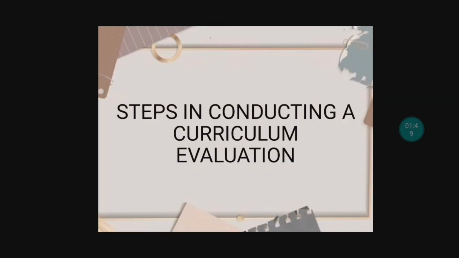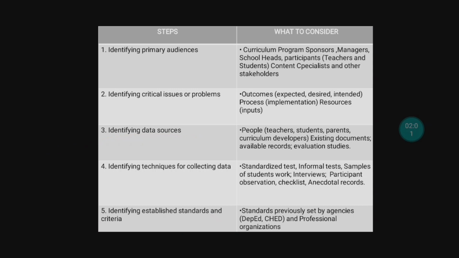In summary, whatever model of curriculum evaluation is used, ASCD in 1983 suggests the following steps in conducting a curriculum evaluation. Step 1, identifying primary audiences. Here we need to consider the curriculum programs, sponsors, managers, school heads, participants such as teachers and students, content specialists, and other stakeholders. Then step 2, identifying critical issues or problems such as outcomes, process, and resources.